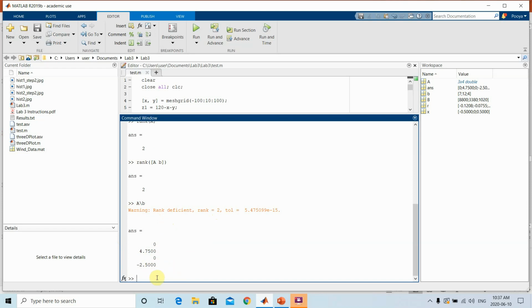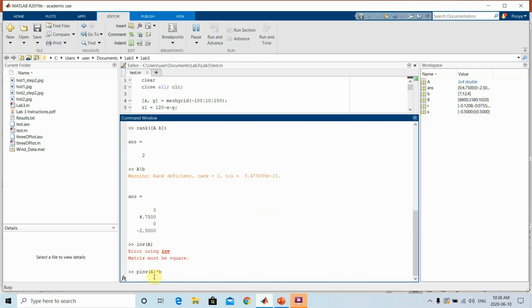Now let's look at the other method. If I try to get the inverse of A, let's see what happens. I get an error because the matrix must be square, right? But I can get pinv of A, the pseudo inverse of A, and multiply it by B. Okay, this is another solution of the same system.